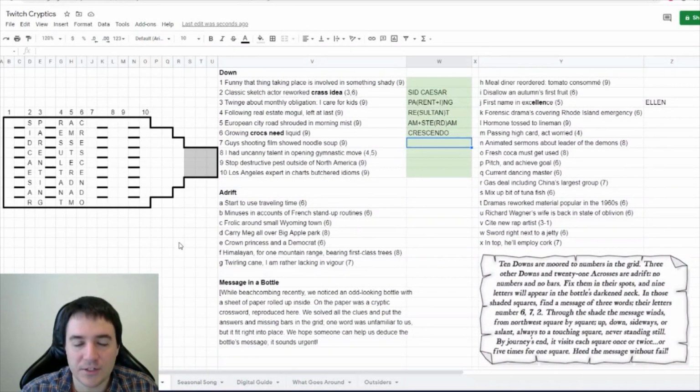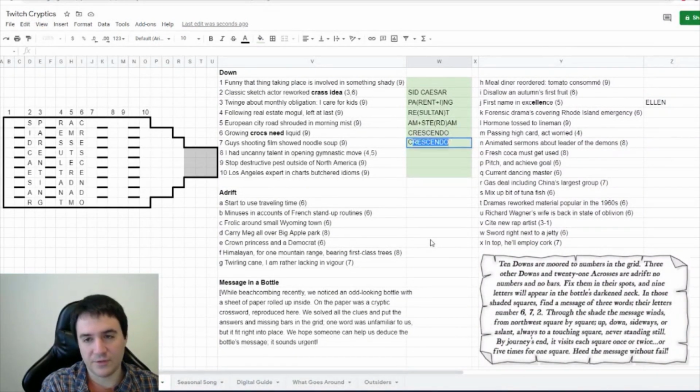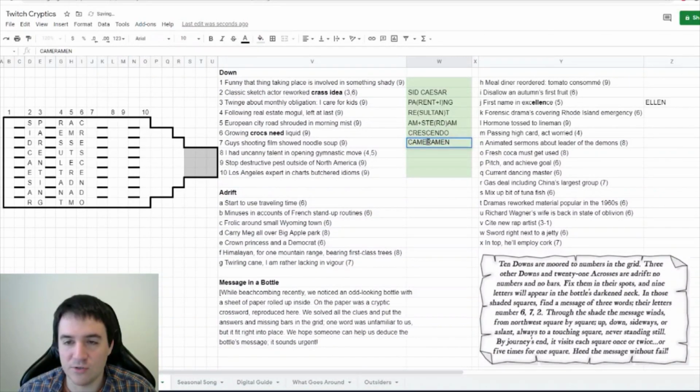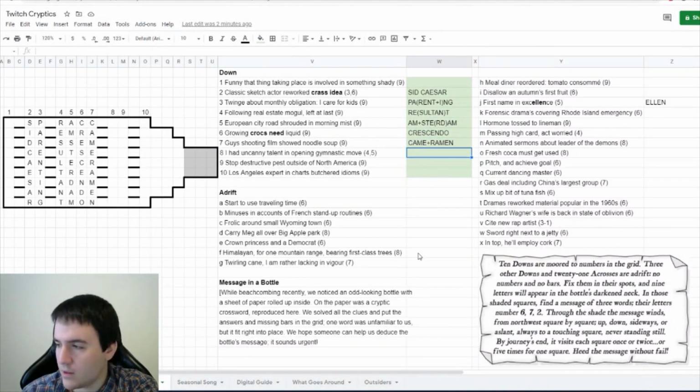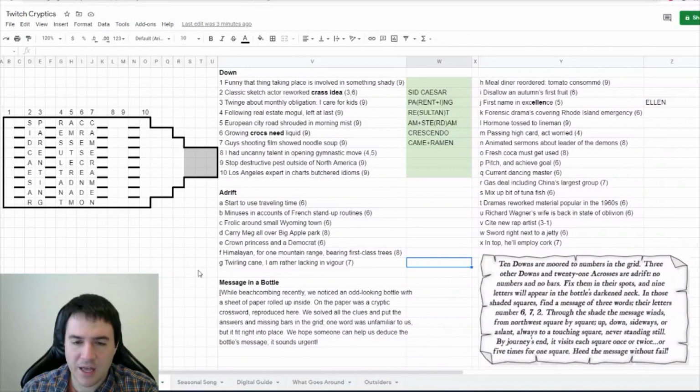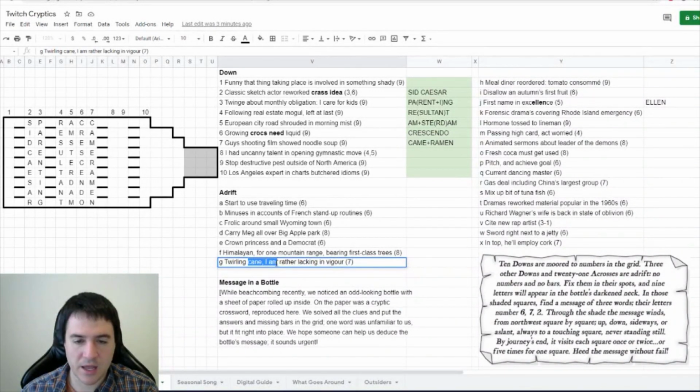Guys shooting film showed noodle soup. Well, when I think of guys shooting a film, I think of cameramen. Ramen is noodle soup. Showed. If someone showed up, they came. Meanwhile, short circuit found G might be anemic. Twirling cane I am rather lacking in vigor. Yeah, I'm pretty sure that's an anagram of cane I am.